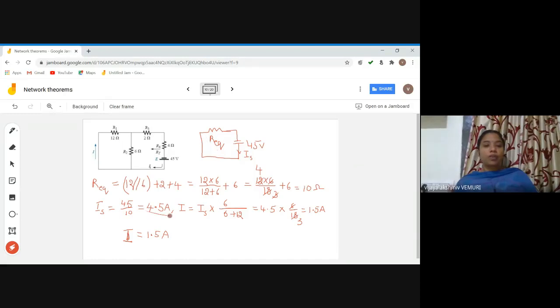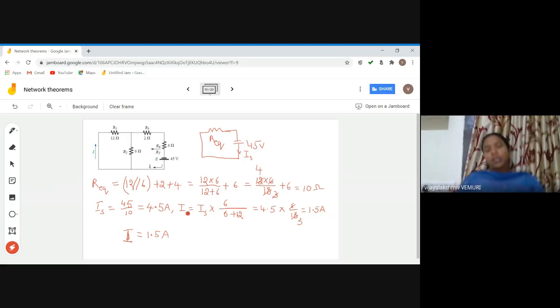Now let us find out what is current here. Total current IS into what is the opposite resistance to this 12 ohms? Only 6 ohms. Okay. So IS into 6 divided by 6 plus 12. So 4.5 into 6 by 18. Anyhow, it is 1.5. So in both cases, we got the current same.